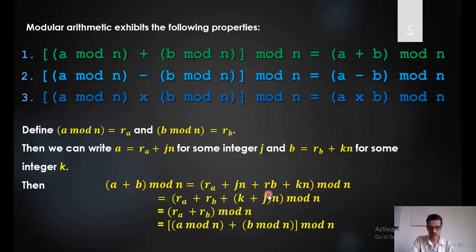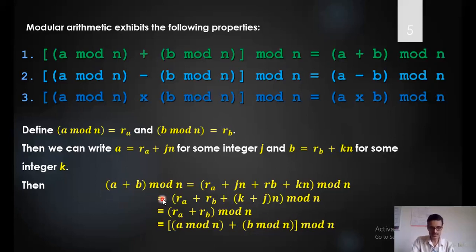So this is anyway equal to 0. So we are left with only RA plus RB, so (RA plus RB) mod n. What is RA? RA is nothing but the remainder you get from the operation A mod n. What is RB? It is the remainder you get from the operation B mod n. So I replaced it with mod n. So this is nothing but your LHS.